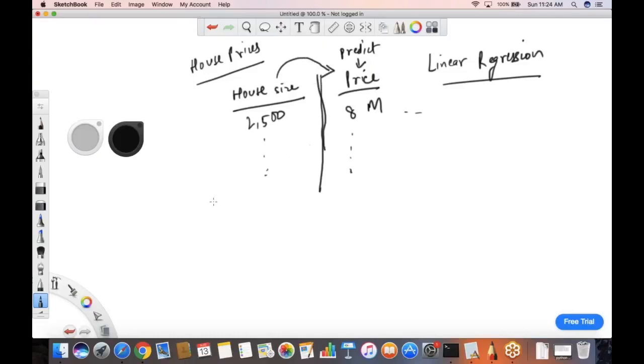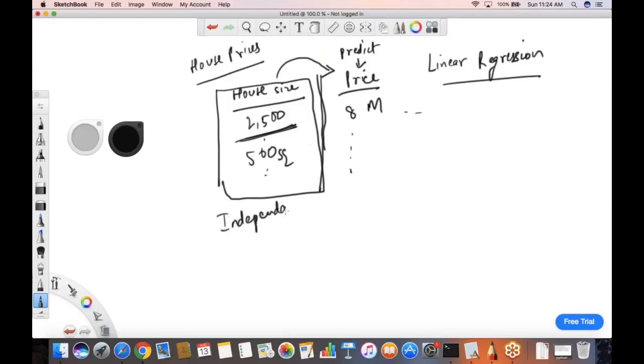its size. So we can all agree upon the fact that the size of a house has a lot of dependency on what its price is going to be. So let's say a 500 square feet home will not be as pricey as a 2,500 square feet home. There are many other factors that come into the picture. For example, the location of a house and whatnot. Many other factors that come into the picture. To keep things extremely simple, we are only going to concern ourselves with this one variable, which we will call the independent variable. And this will be the dependent variable.